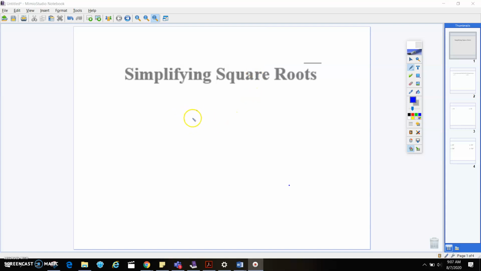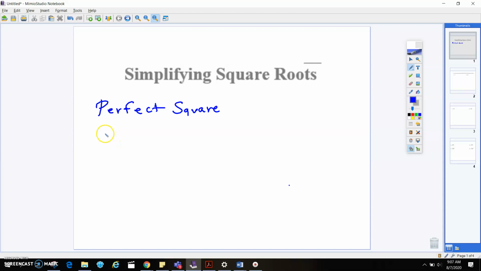Hey guys, so we're going to go over simplifying square roots. So the first thing that we want to talk about is what is a perfect square. A perfect square is any number that can be multiplied by itself to produce another number.